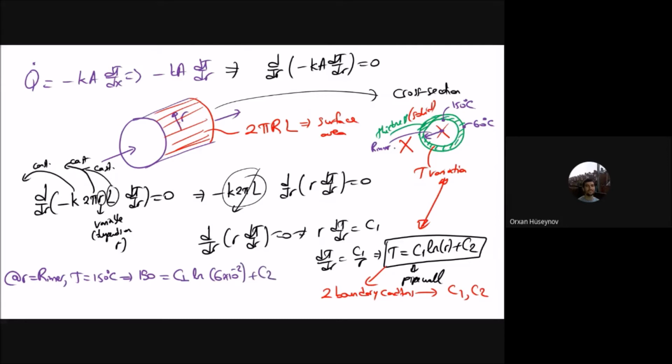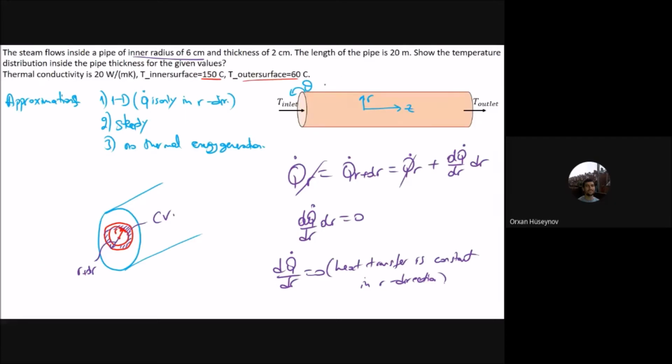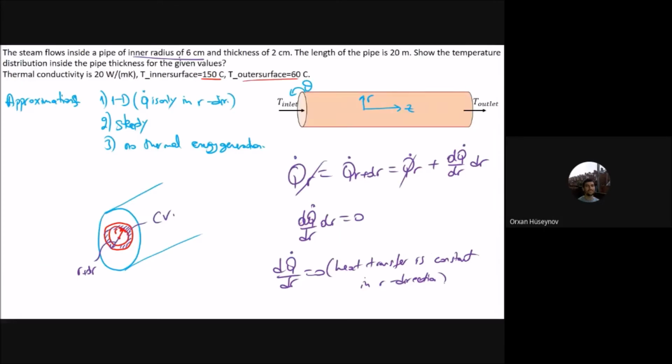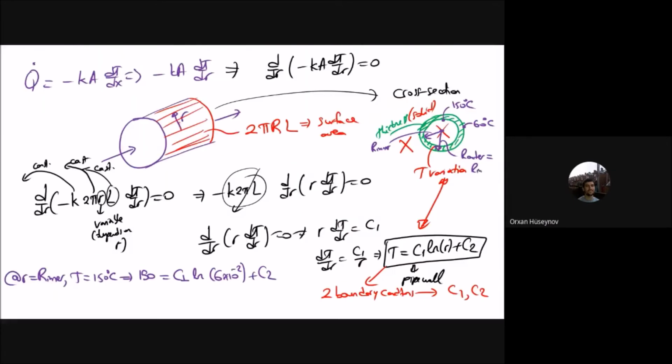And the second boundary condition will be that when R is our outer surface, you can see here, the outer surface is 60 degrees Celsius. So I should find the outer radius here. This will be equal to the inner radius, which is 6 centimeters, plus the thickness of the pipe, which is 2 centimeters. So R inner plus 2 centimeters will be 8 centimeters.